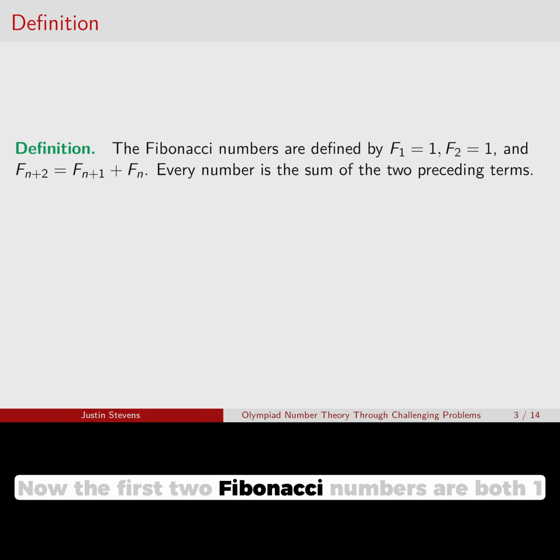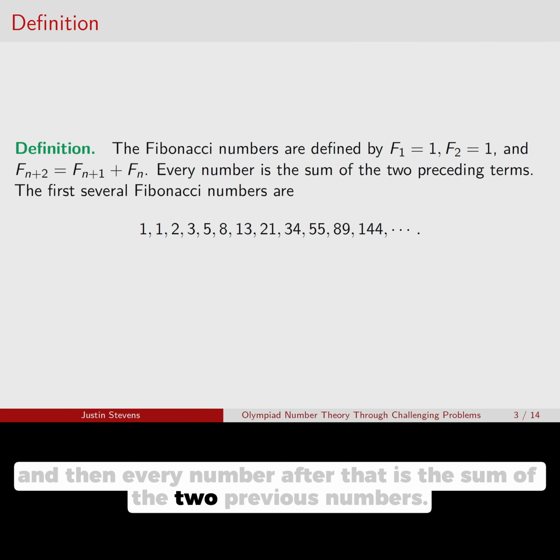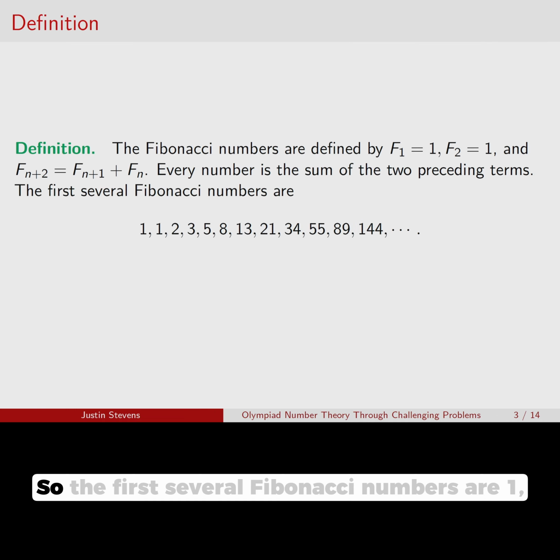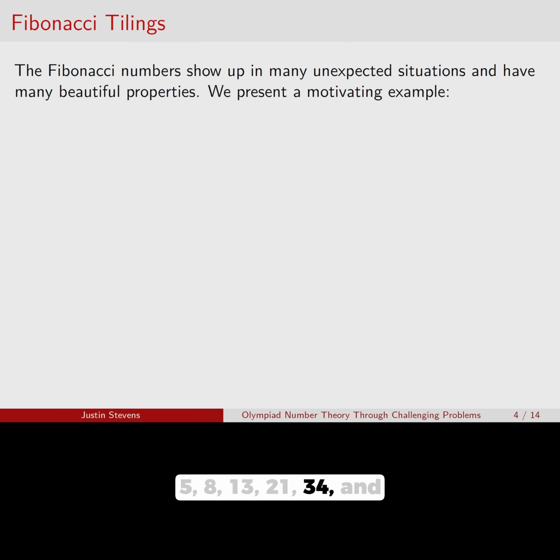The first two Fibonacci numbers are both 1, and then every number after that is the sum of the two previous numbers. So the first several Fibonacci numbers are 1, 1, 1 plus 1 is 2, 1 plus 2 is 3, 5, 8, 13, 21, 34, and so forth.